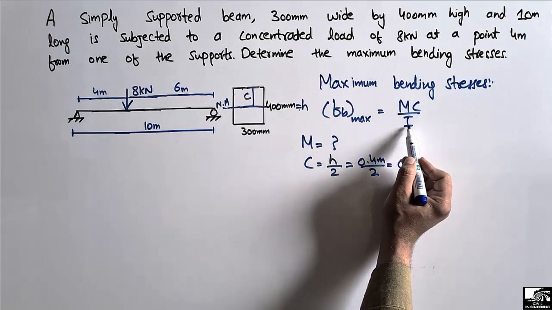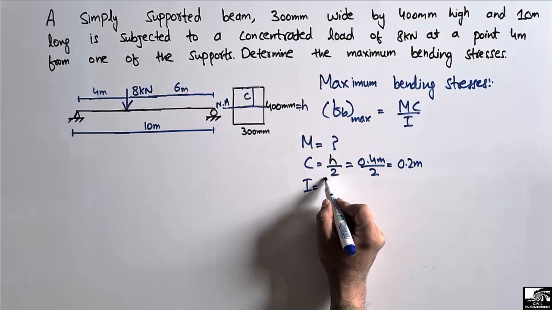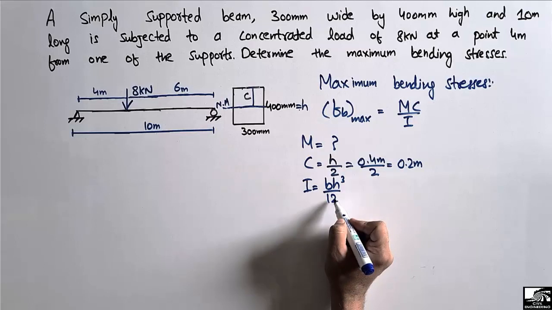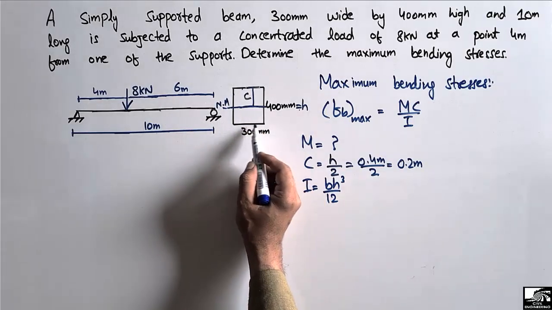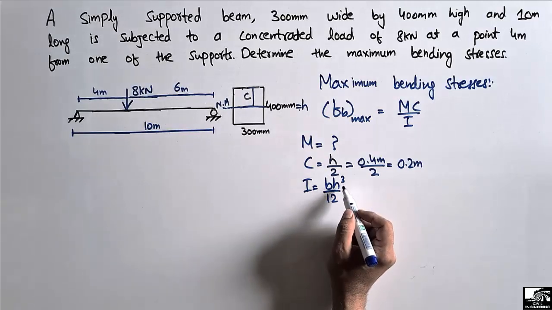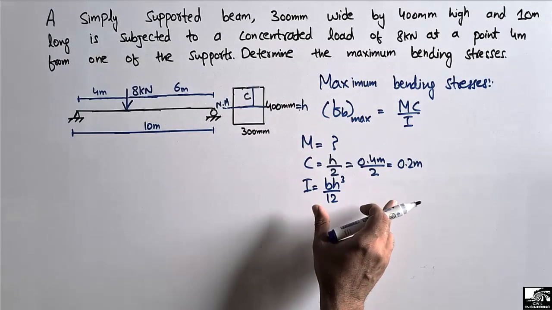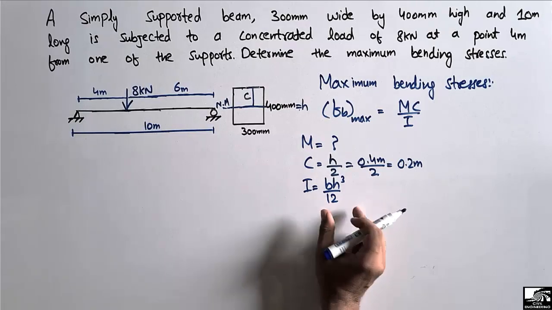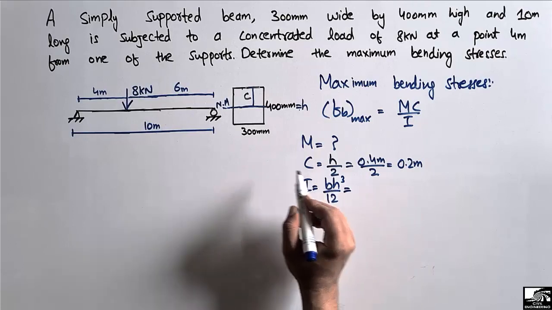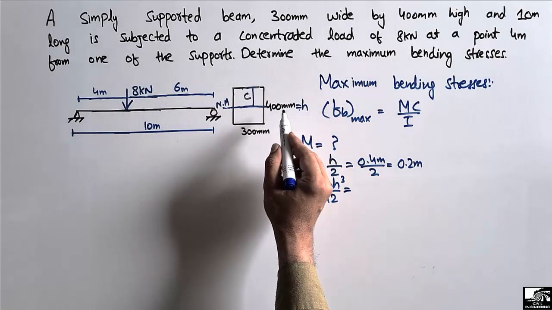Now, what is I? I is the moment of inertia for this beam, and we can find the moment of inertia by using this equation, BH cubed by 12, because it is a rectangular beam. If it was a circular beam, then you would have to use the moment of inertia of a circular beam. But this is a rectangular beam, so we can use this formula where B is the width of the beam, which is 300 mm, and H is the thickness of the beam, which is 400 mm.